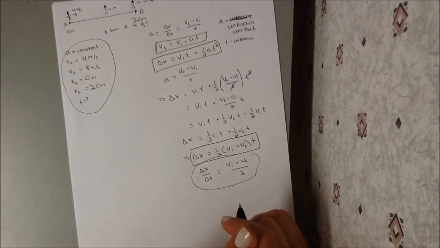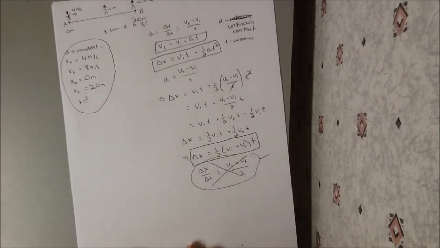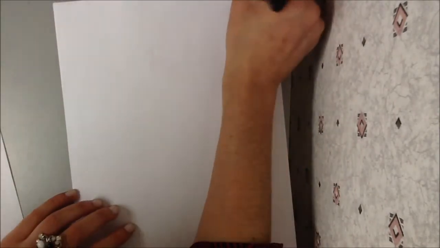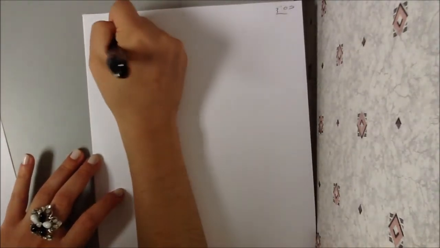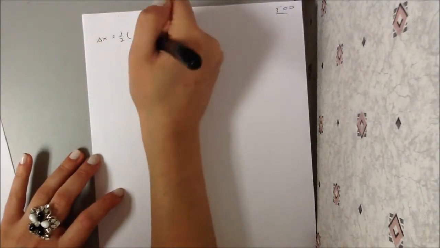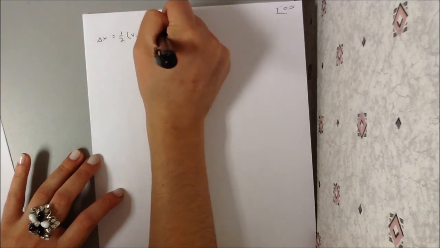But of course, what we're trying to solve for here is time. So this is not what we want to do, even though it is true, okay? So now we want to solve for this time. I'm going to go ahead and take a new sheet of paper so everybody can see what's going on. So we left off with the change in position is equal to 1/2 the initial velocity plus the final velocity times the time that passed.